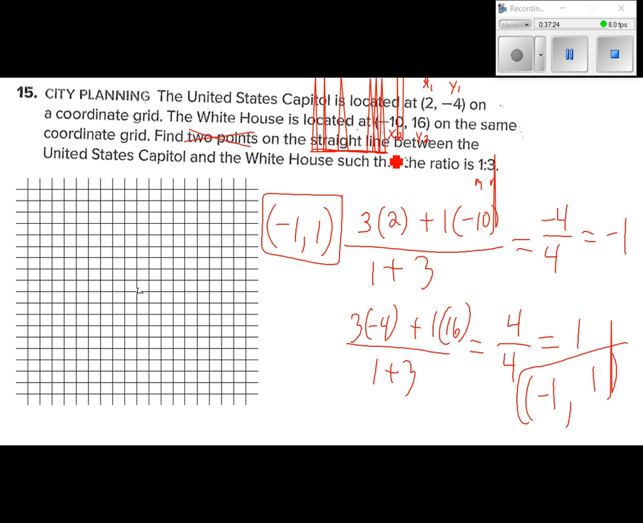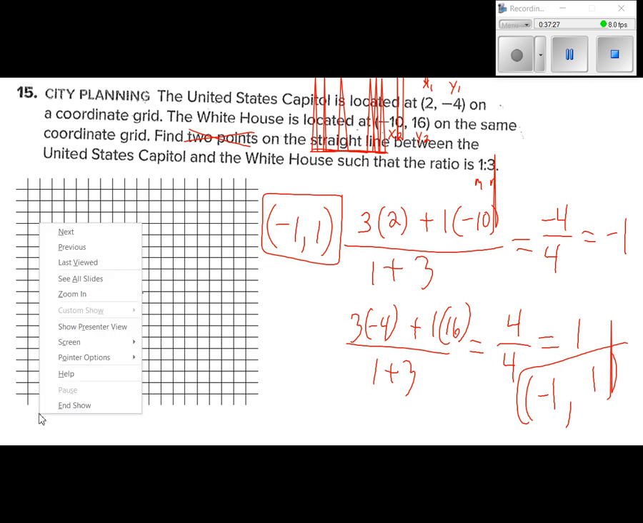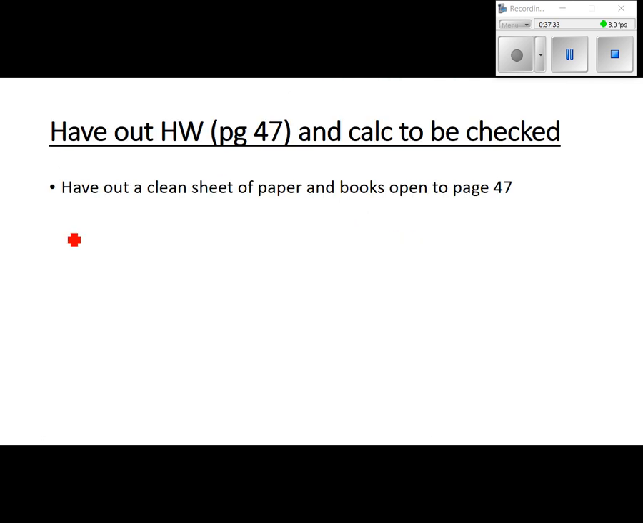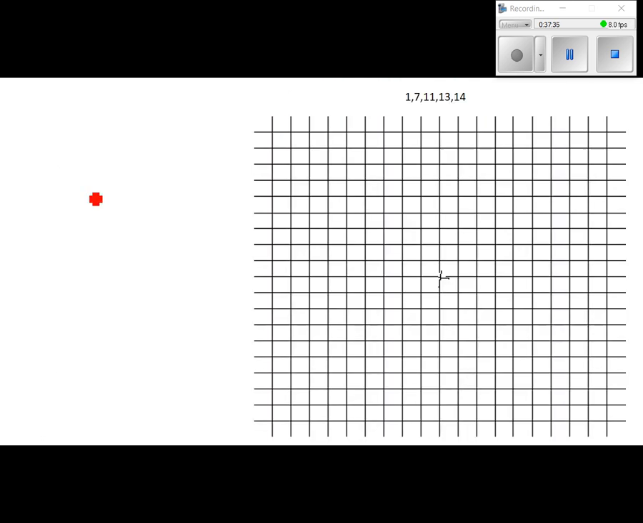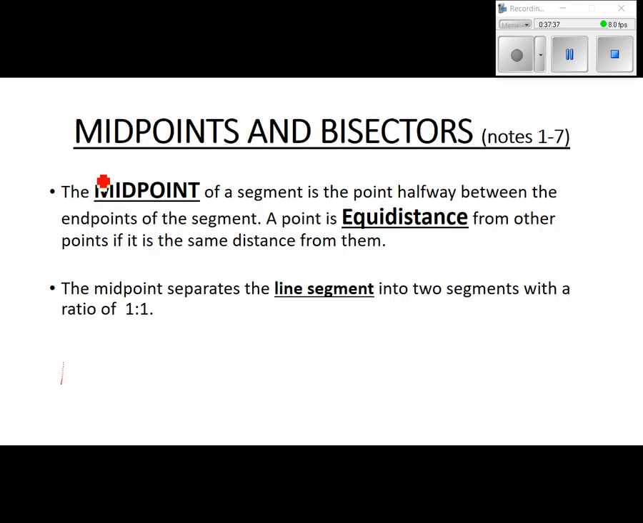Everybody got all that? Make sure your names are on those. You're going to turn them in the tray. If you haven't grabbed the notes, grab the notes. Please make sure your names are on them. Get back to your desk, fill in what you need to fill in on this first part.